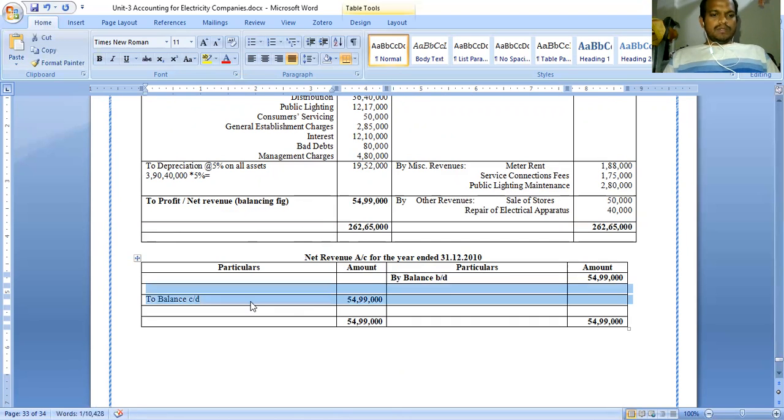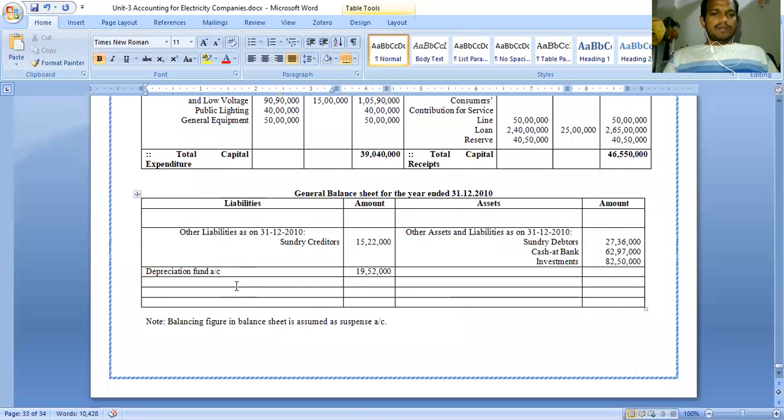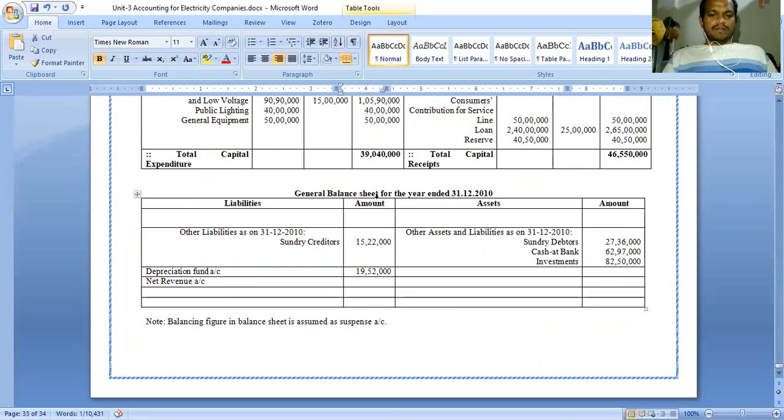So this revenue account balance, net revenue account balance, we'll mention it in the general balance sheet under the reserves and surpluses. Net revenue account, which is 54 lakh 99,000.